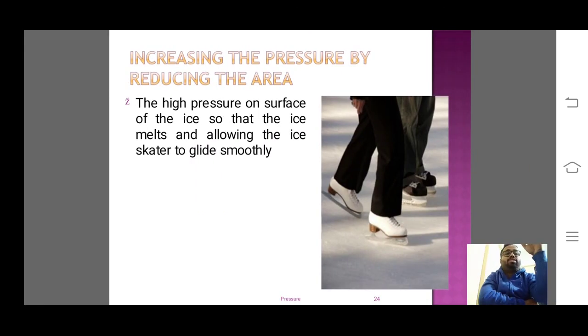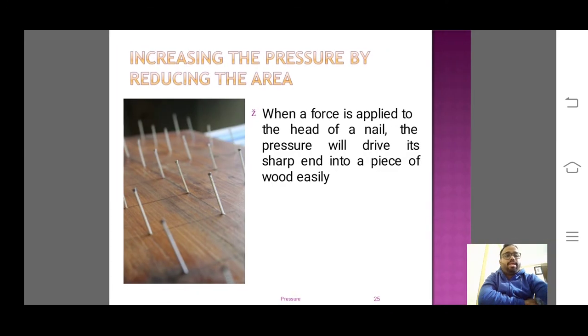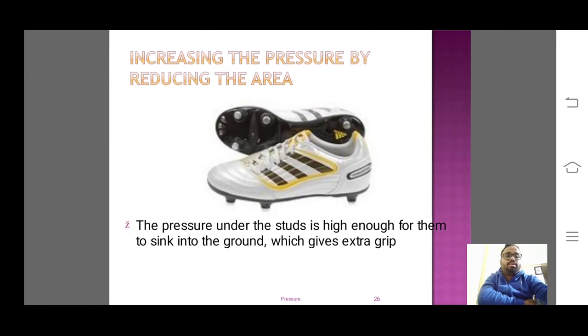Then high pressure on the surface of ice means when you are walking on ice, you have high pressure, so the ice melts due to the pressure and you can walk smoothly. Next, when a force is applied to a nail while putting it in the wall with a hammer, the surface area should be less. And obviously this is a very common example. You people know that spike shoes are worn by footballers so that the area is less and they can exert more pressure on the ground and take the grip.